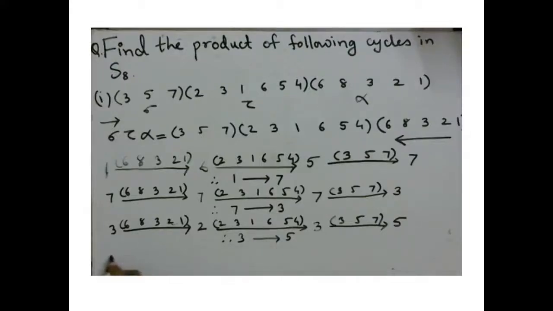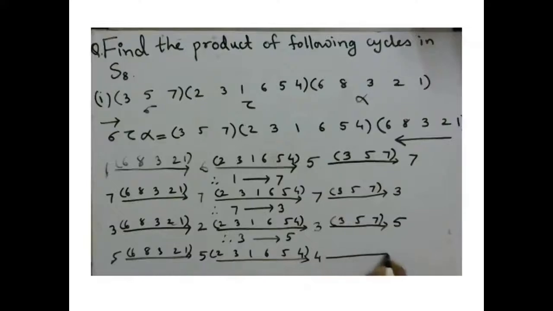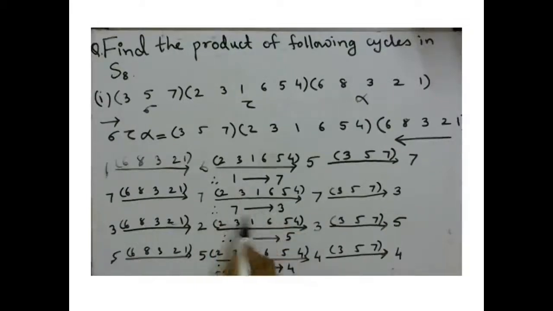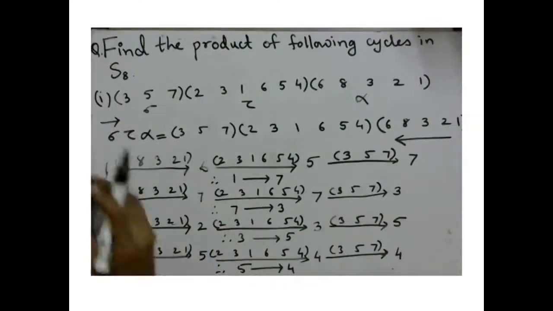Okay, then let us find the image of 5. So in the last cycle, (6, 8, 3, 2, 1), 5 is not present, so 5 is fixed. In (2, 3, 1, 6, 5, 4), you see that 5 maps to 4. And in the last cycle, (3, 5, 7), there is no 4, so 4 is mapping to itself. So therefore the conclusion is 5 maps to 4. So 1 maps to 7, 7 maps to 3, 3 maps to 5, and 5 maps to 4.